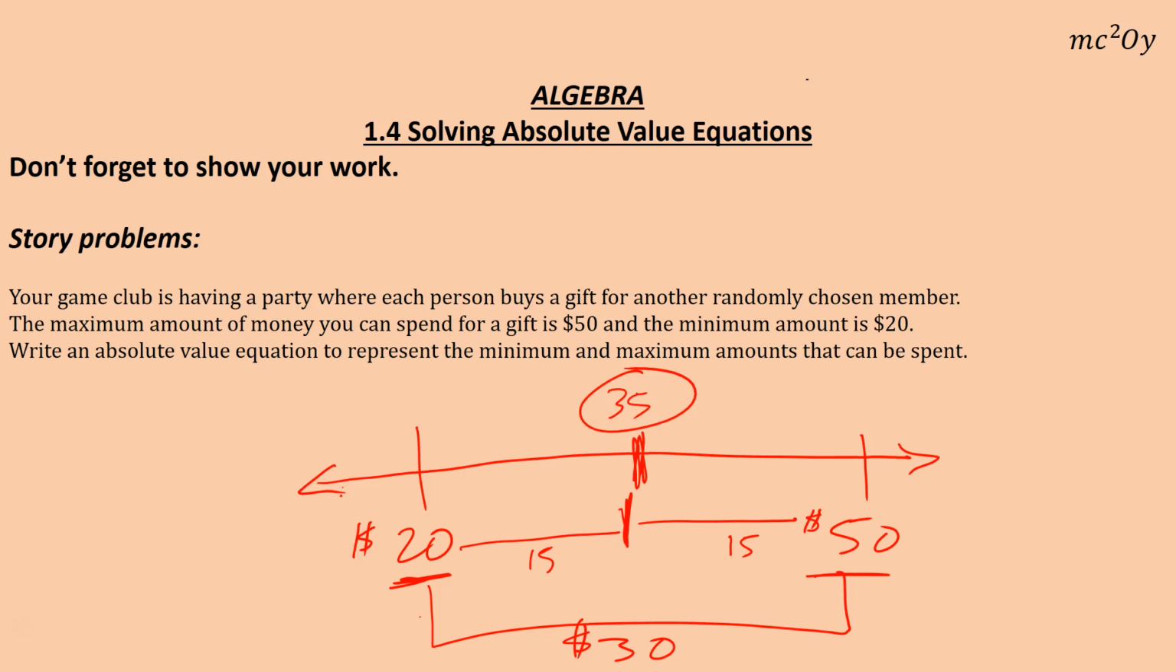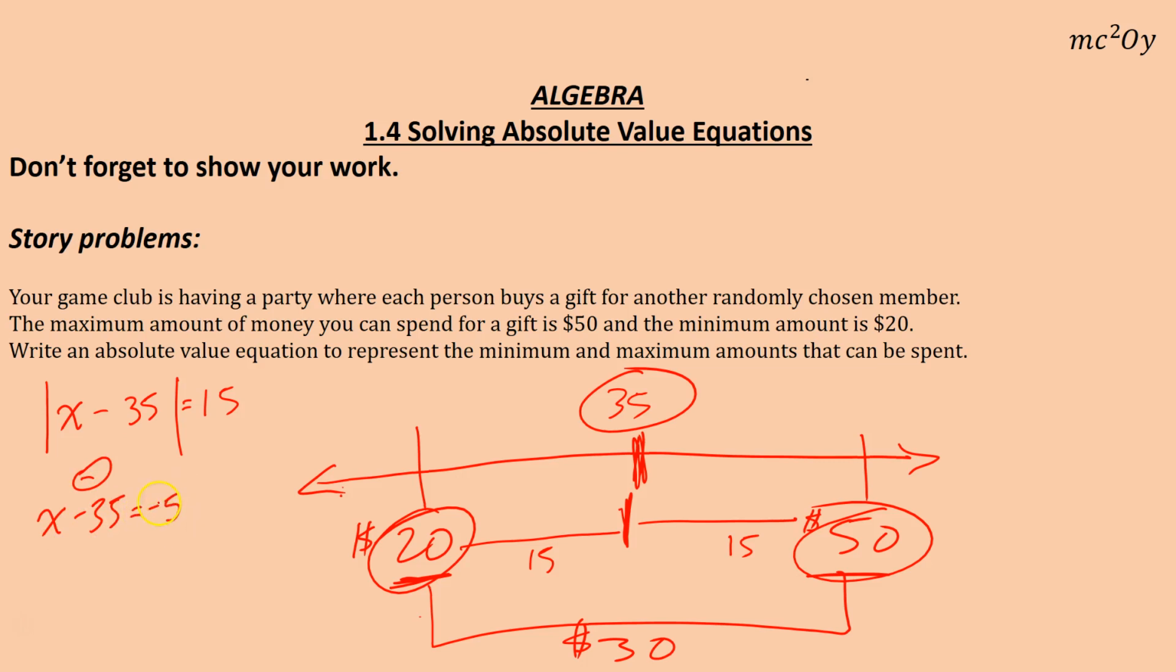And so really, when you're setting these up, the equation here is the absolute value of x minus our middle number, 35, is equal to this 15. Okay, in this situation. So if you were to solve this, you should get 20 and 50 out as your answers. So if I do my negative case, I get x minus 35 equals negative 15. When I solve, I add 35 over, and I get x equals 20. And my positive case would say x minus 35 equals 15. And I'd add 35 over, and I get x equals 50. So it works out, okay?